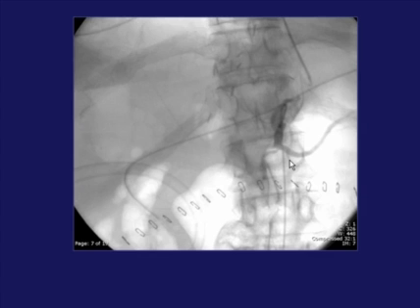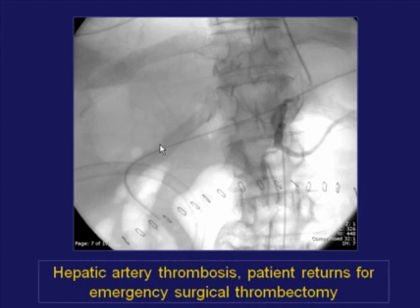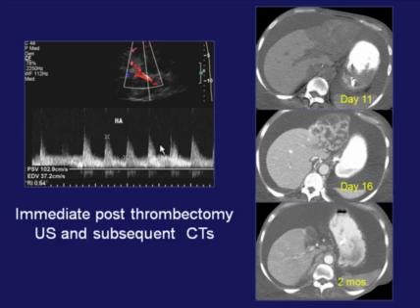This patient had an immediate angiography, one injection. You can see the catheter here in the celiac axis, splenic artery, no flow in the hepatic artery, and the patient went back to the operating room and had an emergency thrombectomy. Immediately after the thrombectomy, the waveform normalizes, had a good resistive index of 0.64.